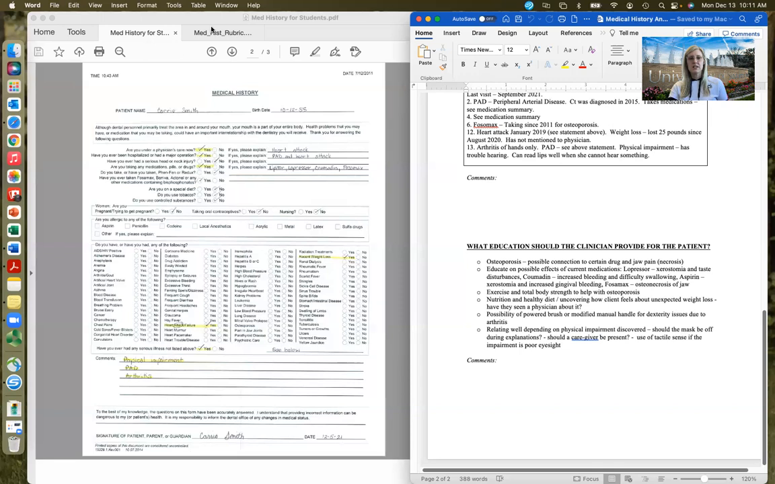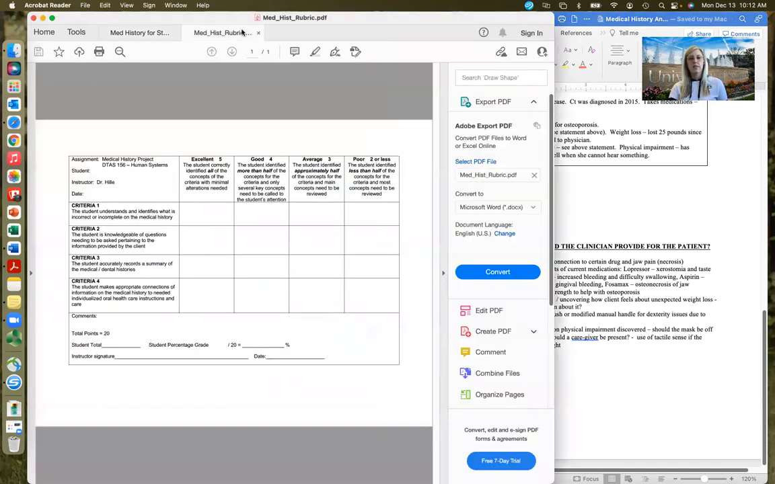Again, what I did is I went through each of these. There were 6 possible education points. So I said, you got 3 out of 6, and then I marked the approximate half column for criteria number 4. If you got 6 out of 6, I marked that you identified all concepts.